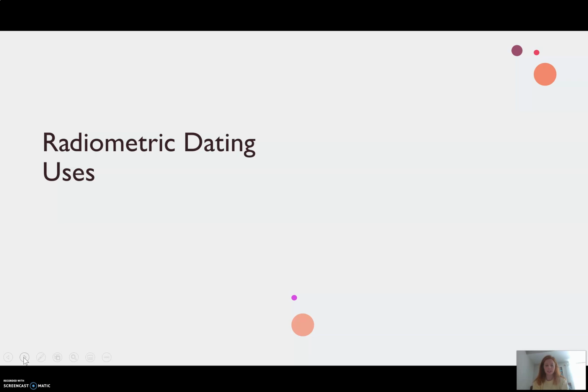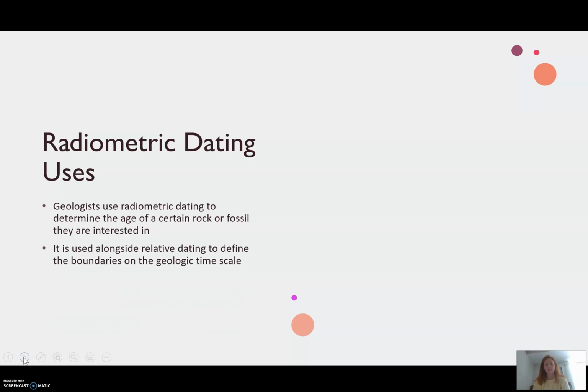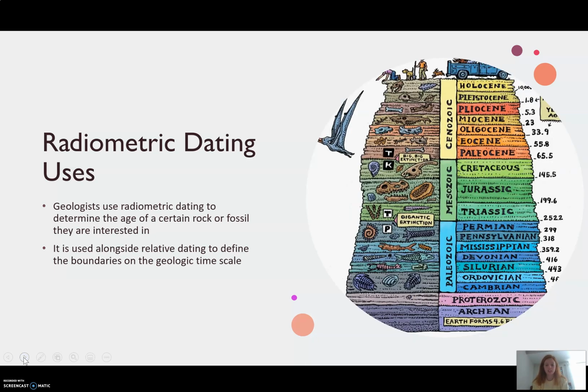So the uses for radiometric dating: geologists use radiometric dating to determine the age of a certain rock or fossil they are interested in. It is used alongside relative dating to define the boundaries on the geologic timescale. So they use it along with the rules of principle of horizontality and things like that. And it's used to determine the ages of the geologic timescale, so break things up into periods and epochs and eras.